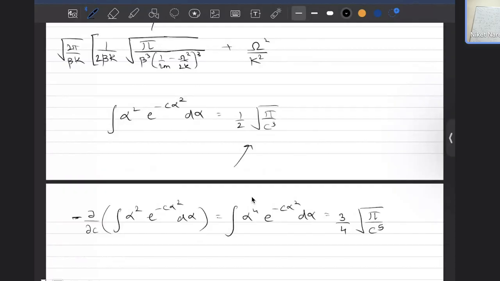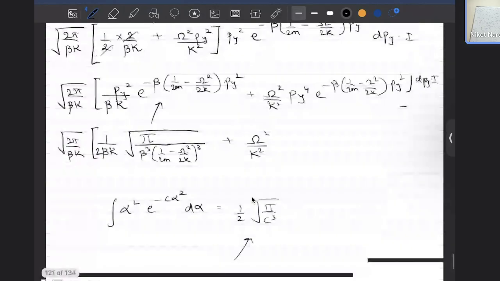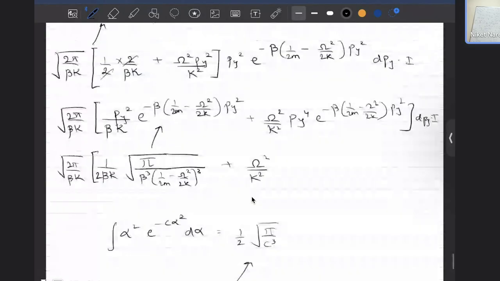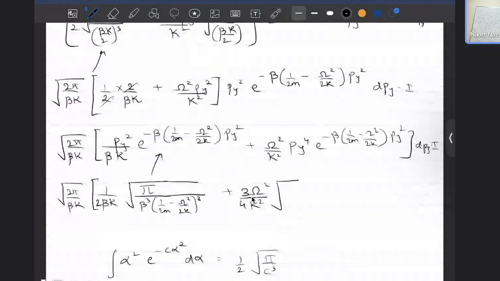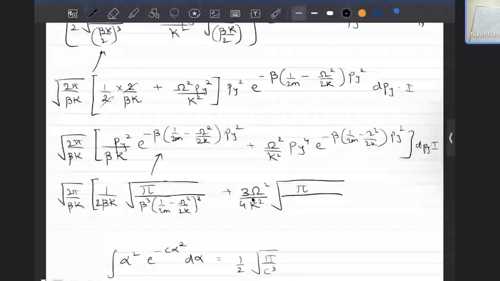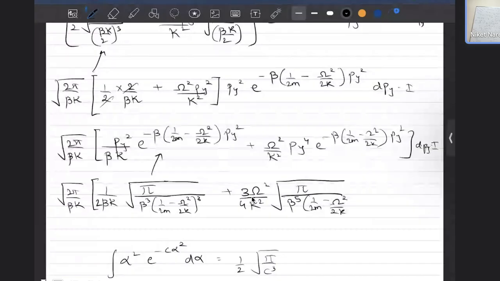Okay, so the same thing has to be applied here. Omega square by kappa square, I will have a 3 by 4 as well: 3 omega square by 4 kappa square. And the integral gives me square root of pi divided by beta power 5 times 1 by 2m minus omega square by 2 kappa, whole power 5. That is the integral, and then there is I which remains.